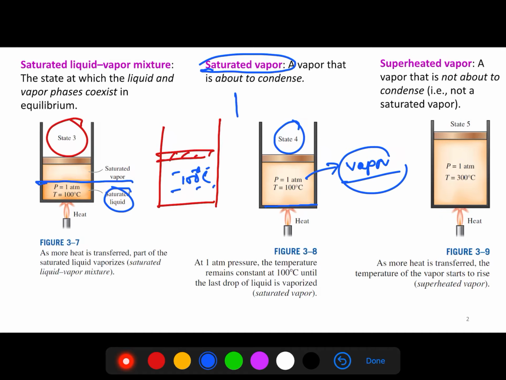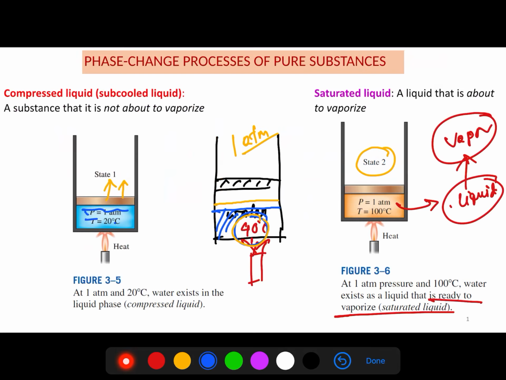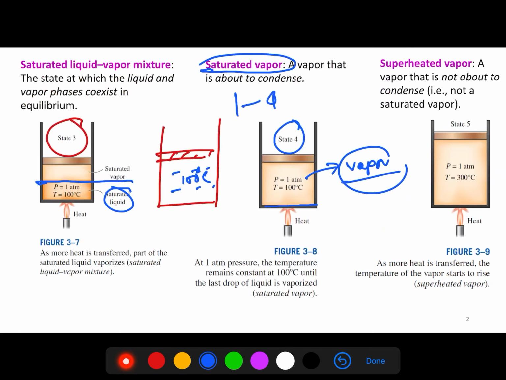Now the phase from 1 to 4, if you can remember: 1 it was only liquid, 2 it was about to vaporize, state 3 it is equilibrium, and state 4 only vapor. So this condition, state 1 to 4, we can say this is actually the saturated liquid and vapor mixture, this total state. And now what is superheated vapor? You see the superheated vapor.